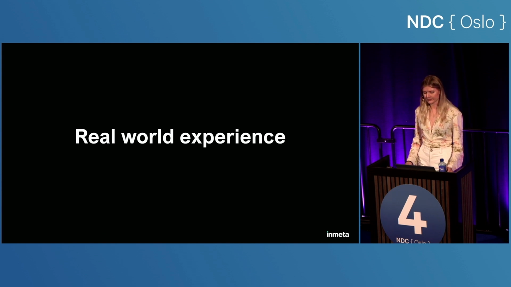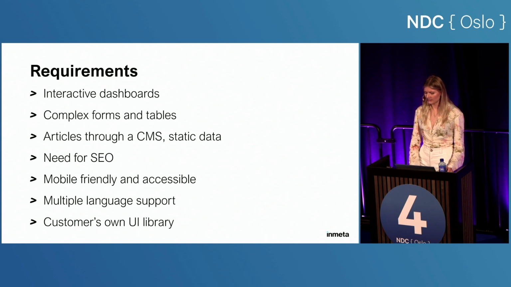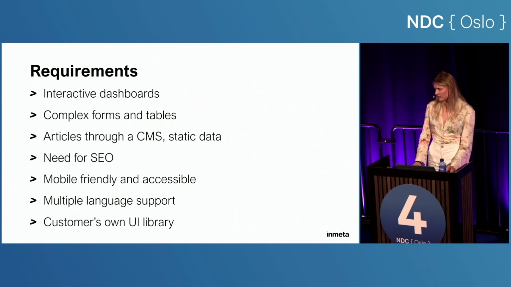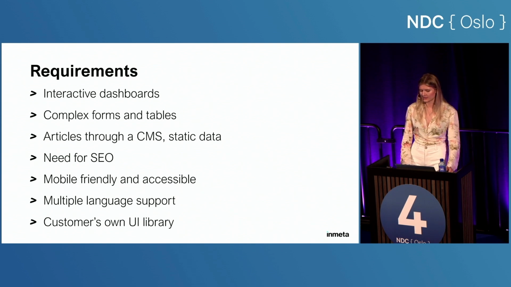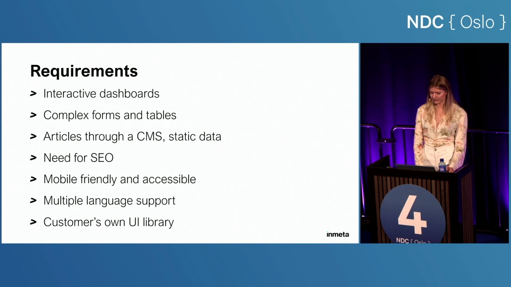I was lucky enough to be given the responsibility of picking the technology for the front end of this new solution. The app would contain interactive dashboards, complex forms, articles through a CMS, and a lot of static data, and a need for SEO. It also needs to be mobile-friendly and accessible and support multiple languages. A big part of the app, and something I made sure to proof of concept with RC before I chose Next.js as my framework, was the customer's design system component library.